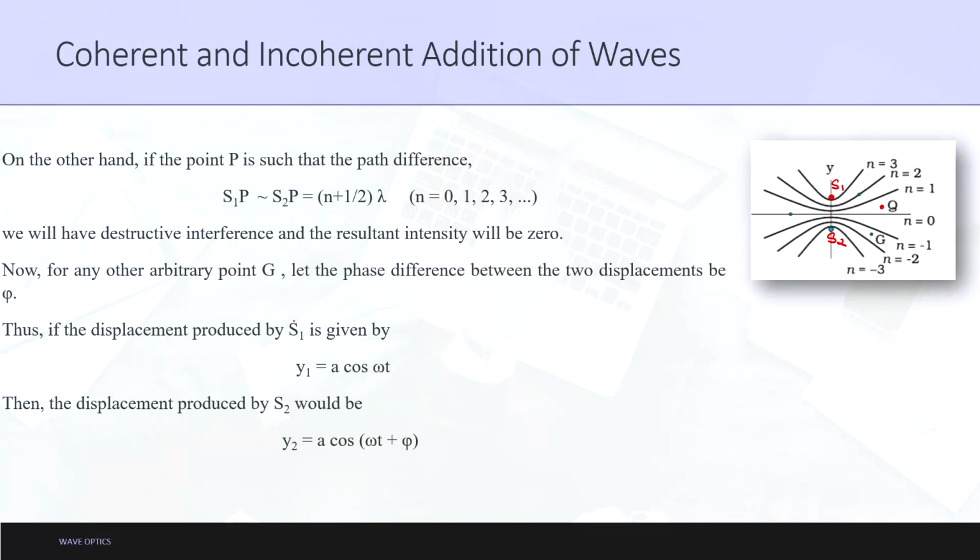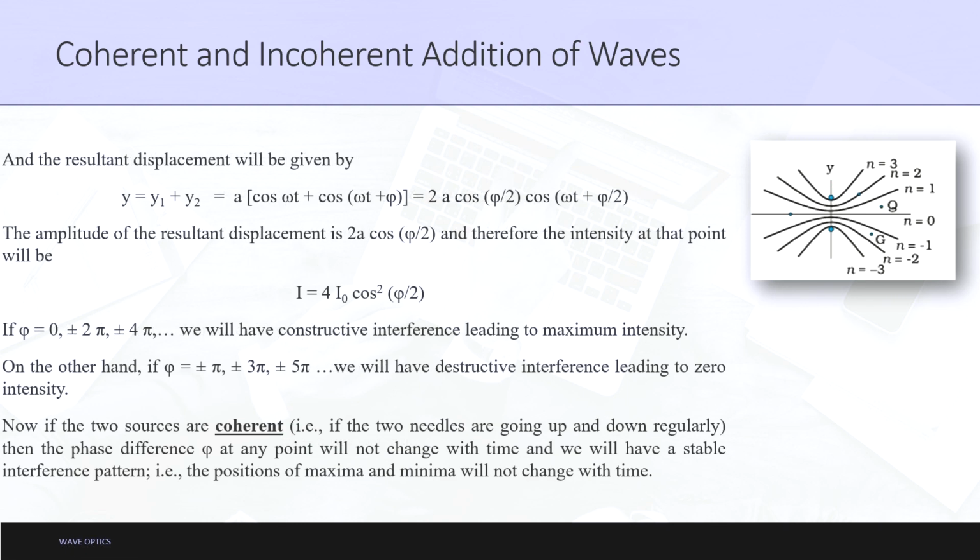Now, we are calculating for a point G. For any other arbitrary point G, let the phase difference between the two displacements be phi. Thus, if the displacement produced by S1 is given by y1 is equal to a cos omega t, then the displacement produced by S2 would be y2 is equal to a cos of omega t plus phi. Now, what is the use of this? We need to calculate the intensity for this point G.